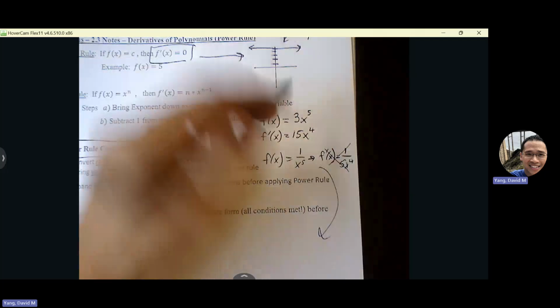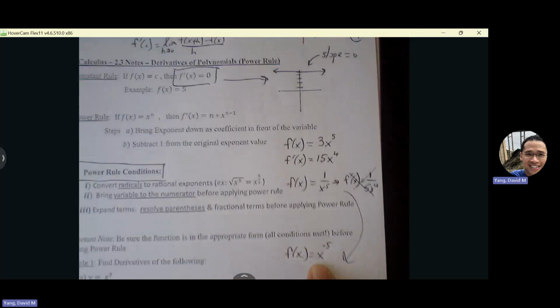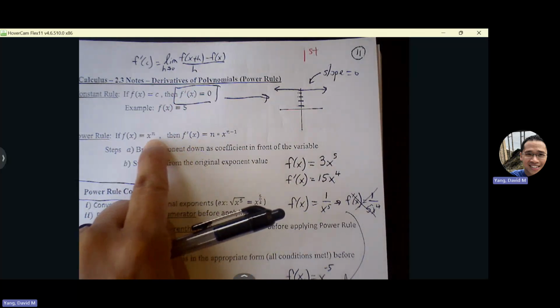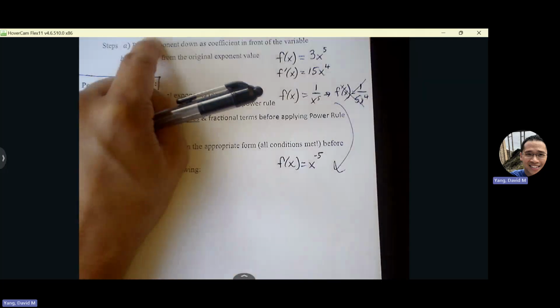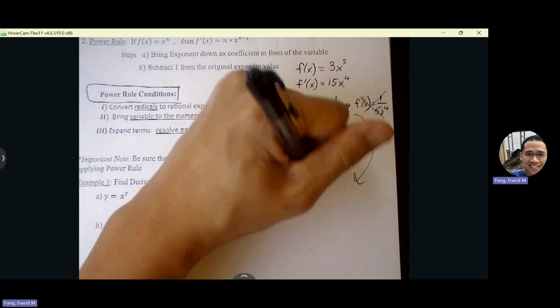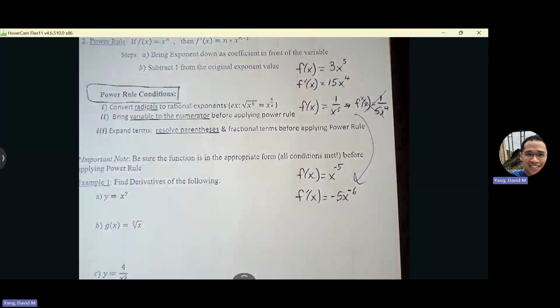So for instance, if we're dealing with 1 over x to the fifth, we have to make it look like x to the negative 5. That variable needs to sit up top before this rule can work. This rule is designed for the variable in the numerator, not the denominator. So once that negative 5 comes up, we can make it f prime is equal to negative 5x to the negative 6.